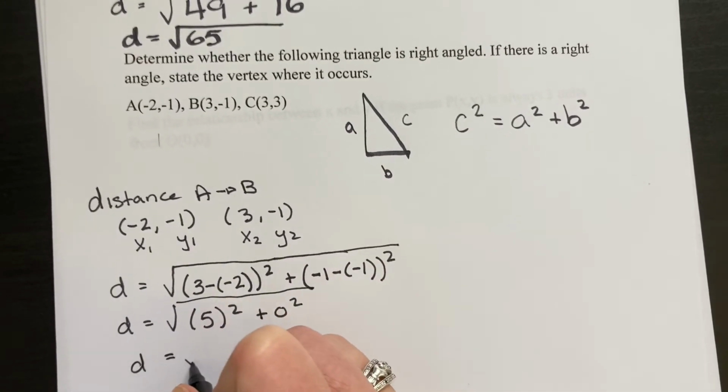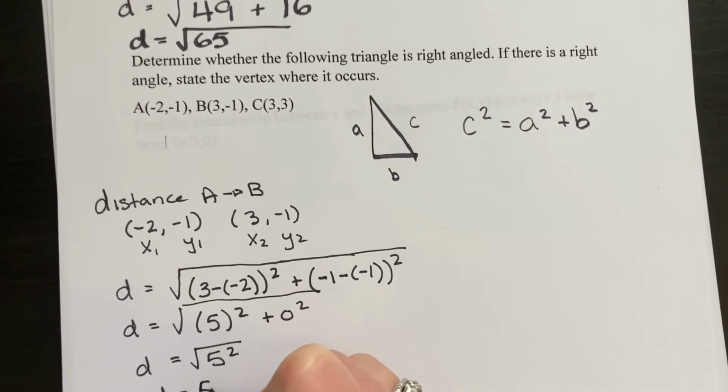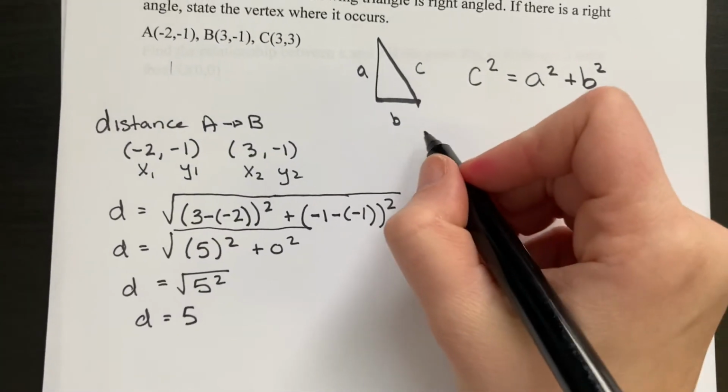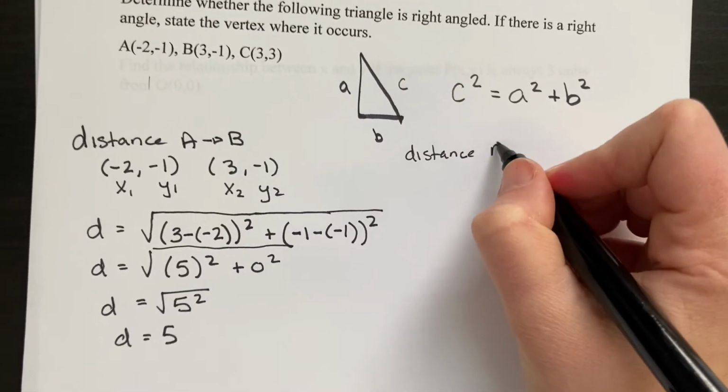So that would be the square root of 5 squared, which is just 5. So we know our distance from A to B is 5. Let's do our distance between A and C.